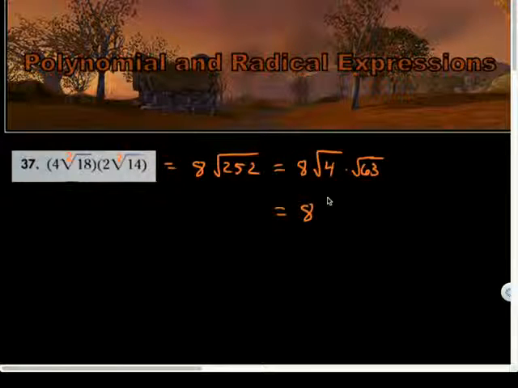And 8 times the square root of 4. Square root of 4 is what? 2 times the square root of 63. So I'll get 8 times 2 is 16 square roots of 63. Let's see, is that the right answer?